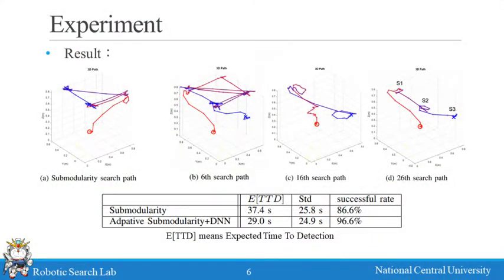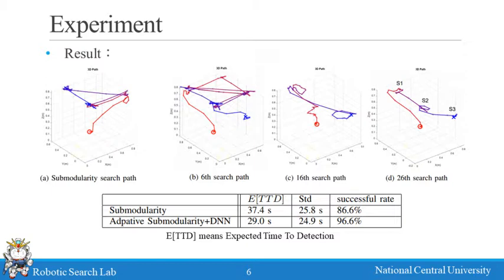The figures show the search paths of the submodularity and adaptive submodularity approaches. The red circles and blue cross marks represent the drone takeoff point and detection point respectively. The gradient color lines between red and blue represent the search paths between the takeoff and landing points.